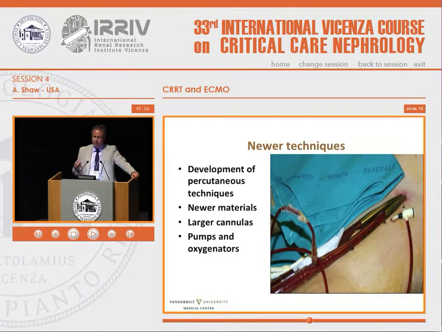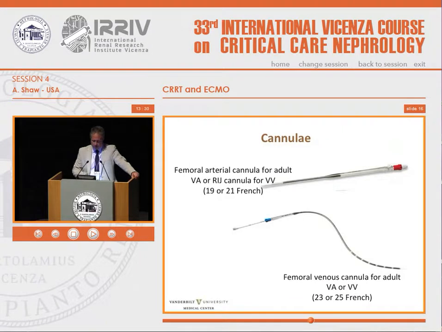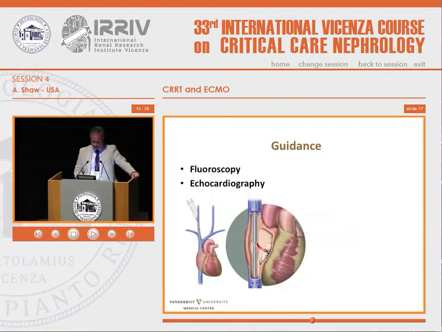So the new pipes are larger, they're smoother, they're slicker, and they can or can't be lined with heparin depending on the anticoagulation strategy that you're using. These are the cannulae for VA use. The veno-venous cannula we use, however, is different. This is a coaxial cannula, which we usually place percutaneously in the jugular vein. And you can see here it's a coaxial cannula.